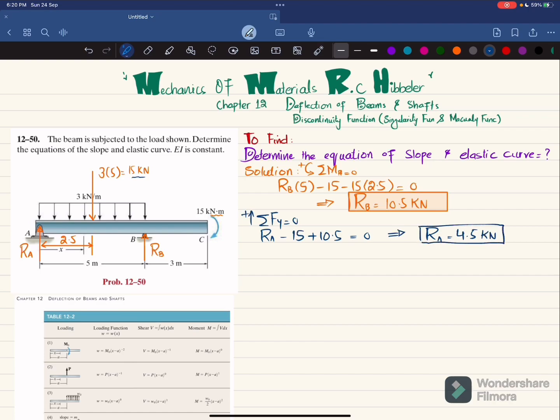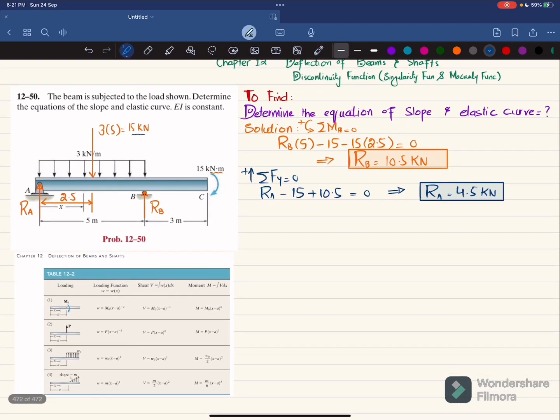Now you have both RA and RB, so we will find the equation of slope and deflection by using this equation, and the equation is EI into d square V over dx square is equal to moment. The moment can be obtained by using Macaulay's method.